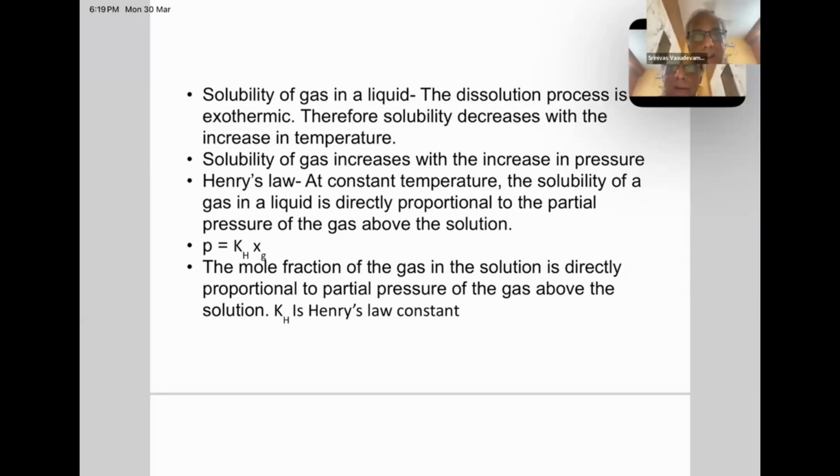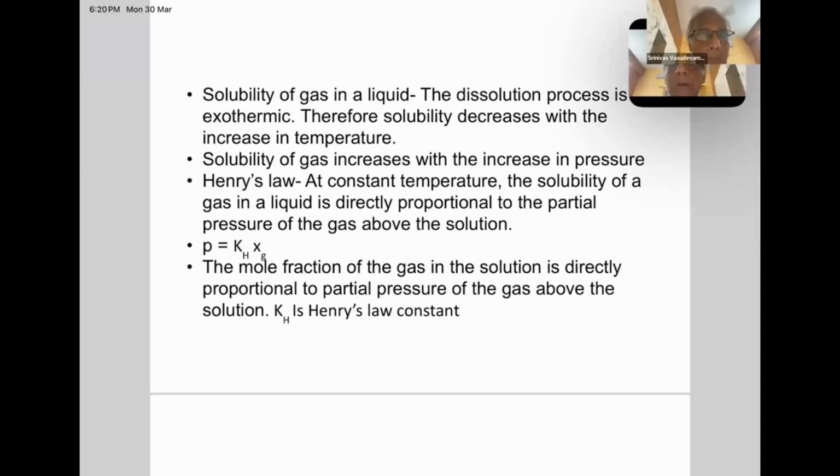Therefore, at constant temperature, solubility of a gas in the liquid is directly proportional to the partial pressure of the gas above the solution. Another way is, instead of using solubility, I can use the term mole fraction. Mole fraction of a gas in a solution is directly proportional to the partial pressure of the gas above the solution. Of course, temperature should be maintained constant. Kh is known as Henry's law constant. So there are two ways of expressing Henry's law.